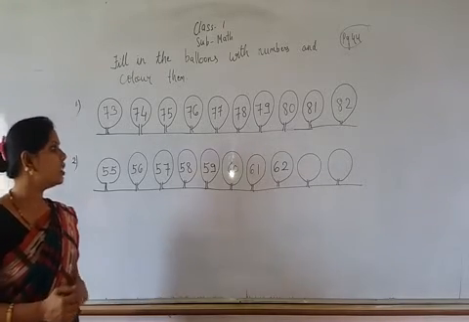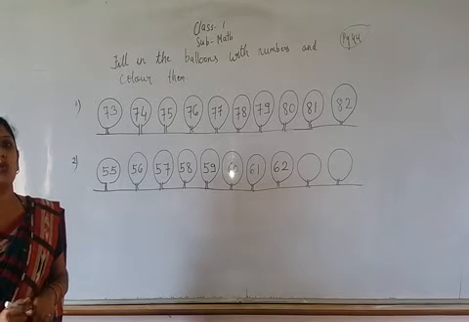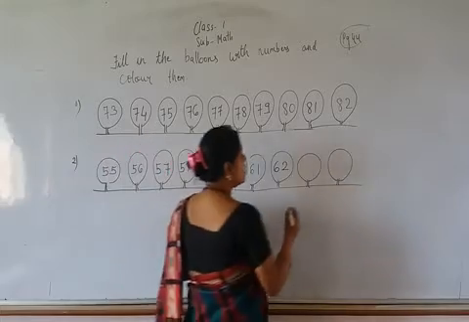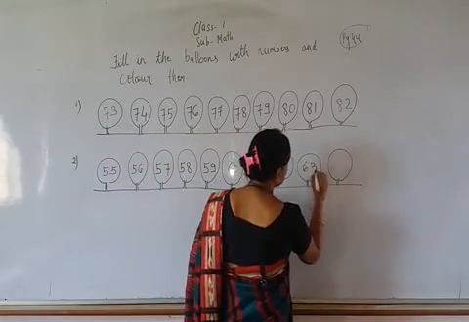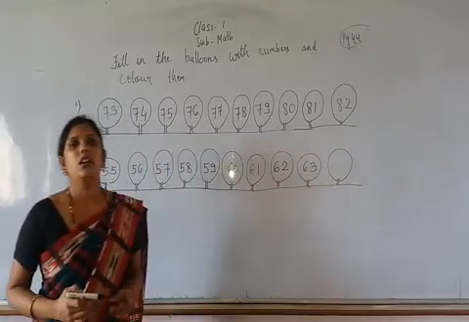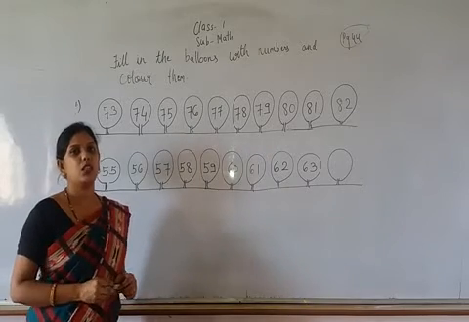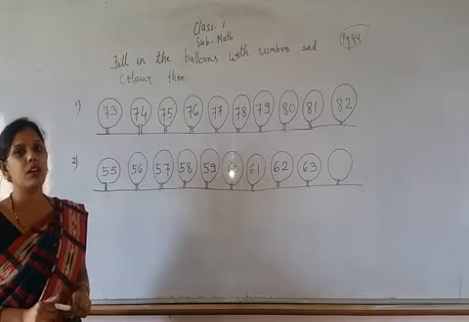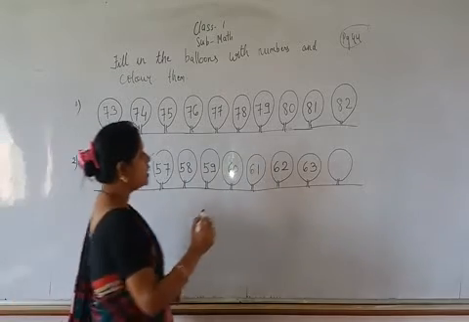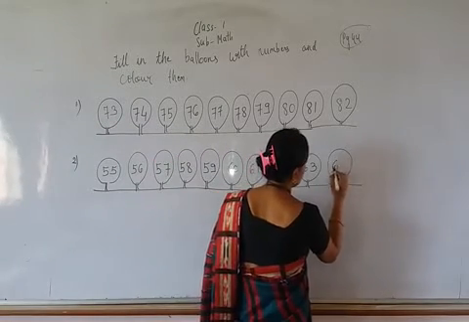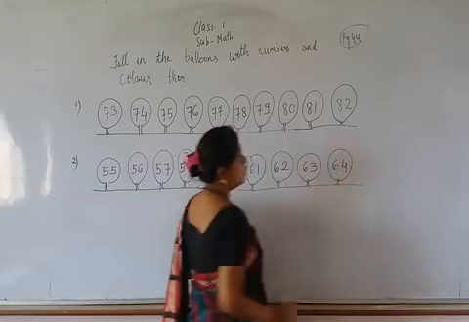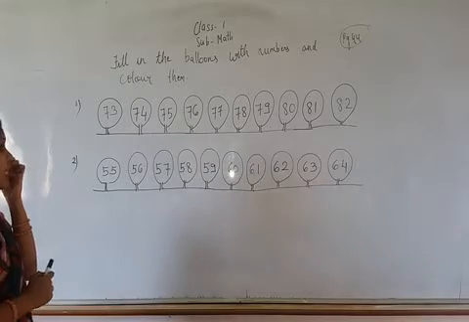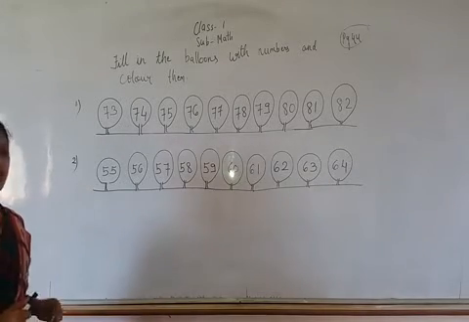Now which number will come after 62? The number that comes after 62 is 63. Now which number will come after 63? 64. So in this way we have filled all the balloons by writing after numbers.